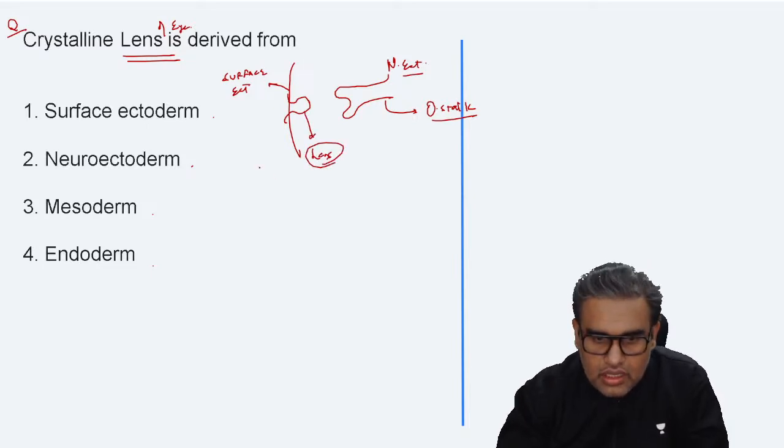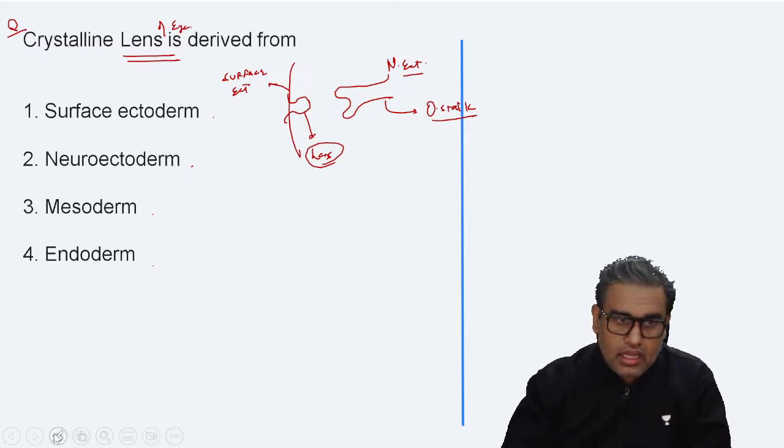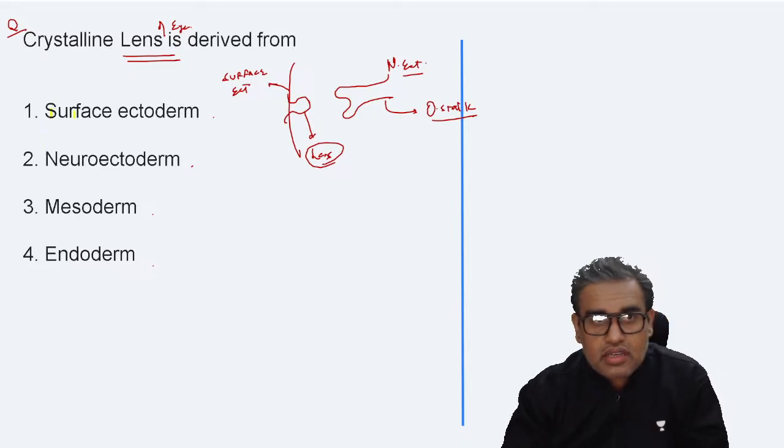Got the answer? Yes, Shyam and Putin. Answer is option number A, that is the surface ectoderm. Answer हमारा A, the lens is derived from the surface ectoderm.